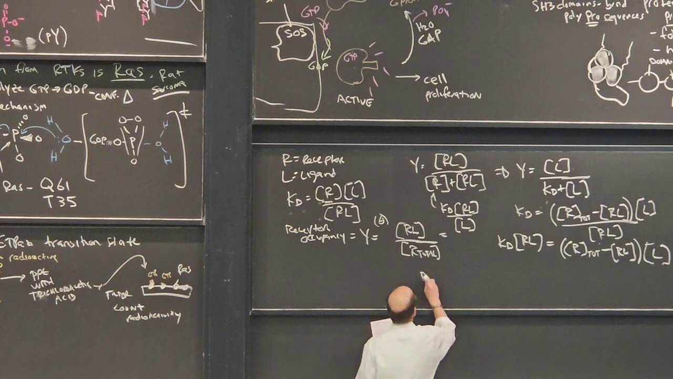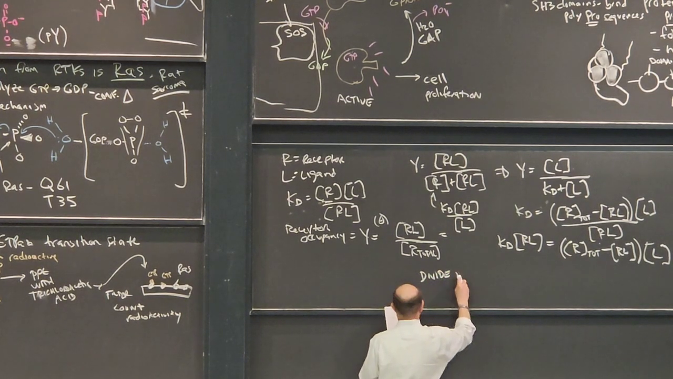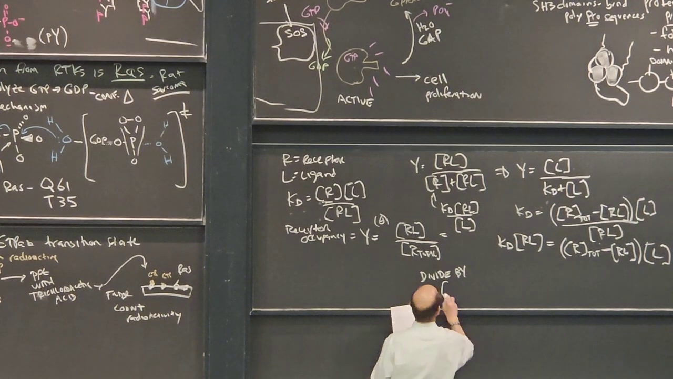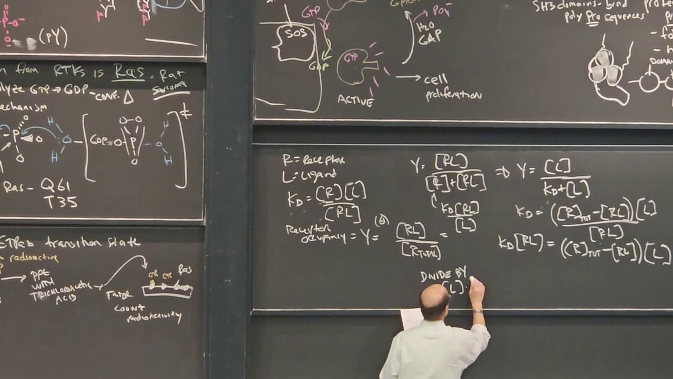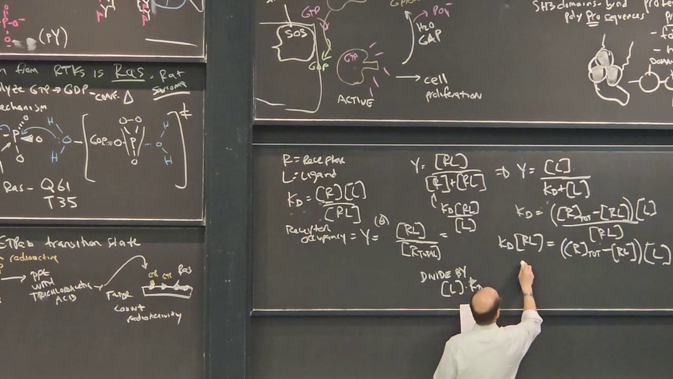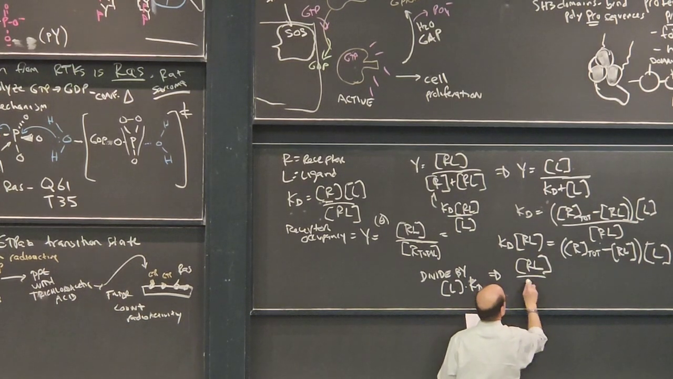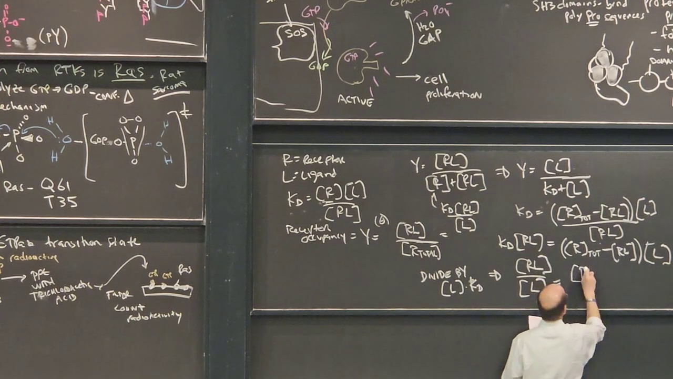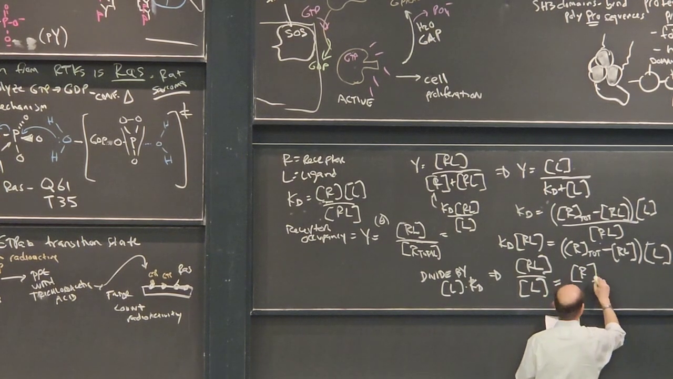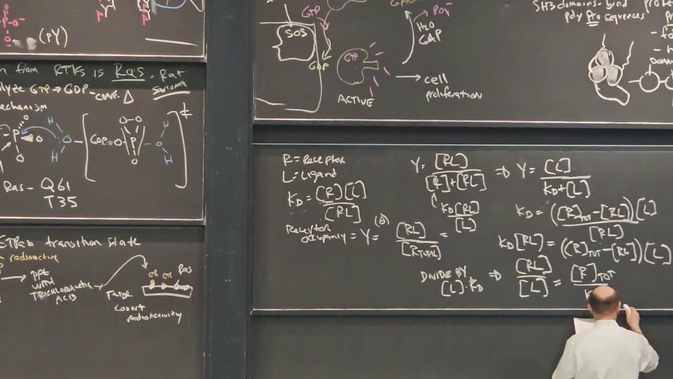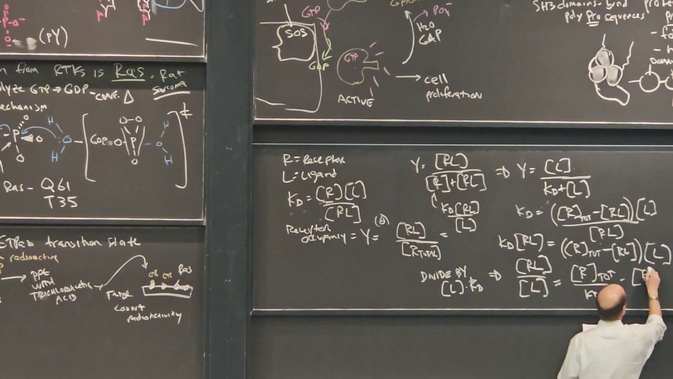Now I'm going to divide everything. And when I divide both sides by that, what I'm going to end up with then is this. RL over L is equal to R total over KD minus RL.